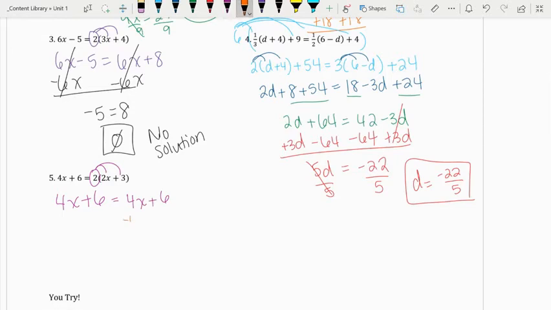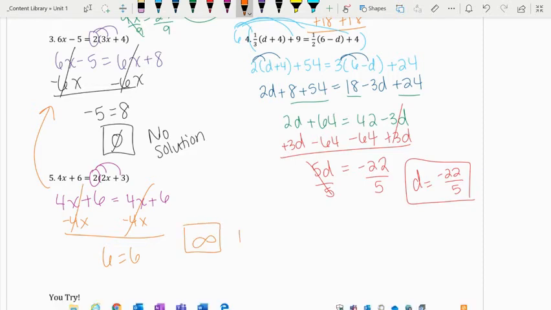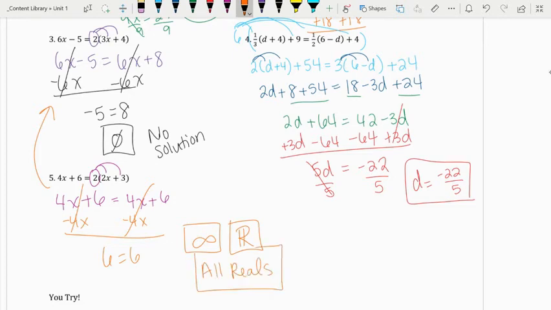If we subtract 4x and our x's cancel like they did in number 3, you'd be left with 6 equals 6. My answer is not no solution because 6 does equal 6, right? Since that's a true statement, our answer is infinitely many or all reals. Okay, you could also write down all reals. Okay, whatever you want to use.